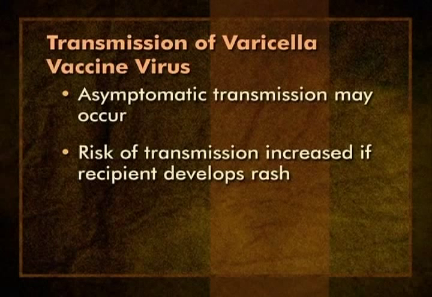It appears that the risk of transmission is increased if the recipient develops a rash following vaccination. In fact, transmission may only occur when the recipient develops a rash. So if a vaccinated child develops a rash, it is recommended that close contact with susceptible persons at high risk of complications of varicella, such as immunocompromised persons, be avoided until the rash resolves.